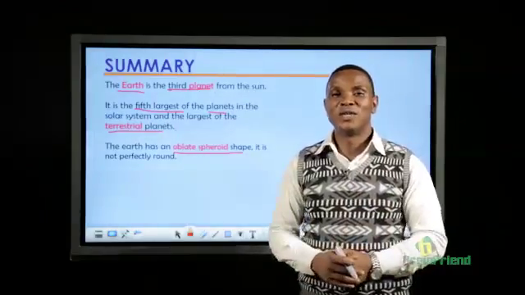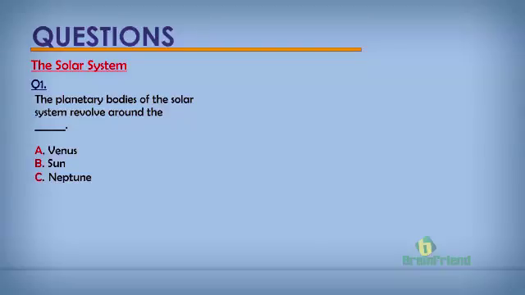To see how far we've learned today, let's take some quick questions. The planetary bodies of the solar system revolve around the option A, Venus, option B, Sun, option C, Neptune. What would be the correct answer? Did you say Venus? Then you were wrong. Neptune is also wrong. The correct option is option B, the Sun. The planetary bodies of the solar system revolve around the Sun.